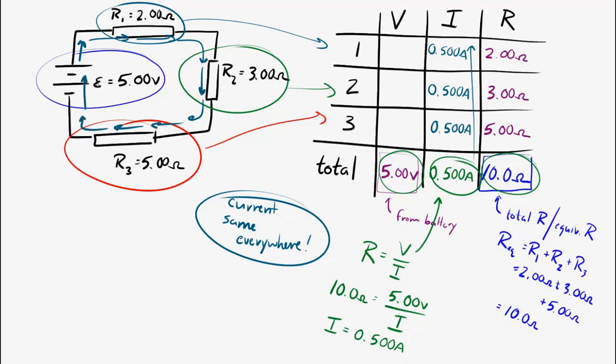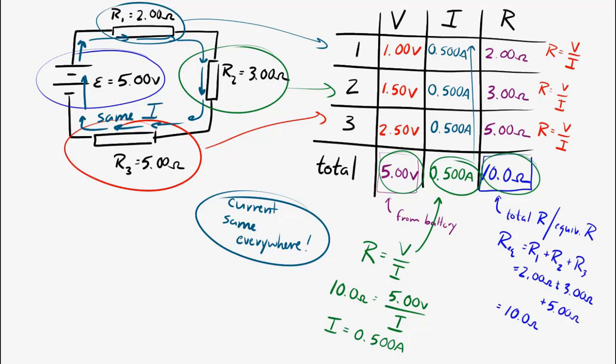And let's see, now what can I find? I can find the potential difference across every single resistor because I know the current through every resistor and the resistance of each resistor. So I can use Ohm's law. For instance, the potential difference across R1 is equal to 1 volt. And R2 is equal to 1.5 volts. And R3 is equal to 2.5 volts.